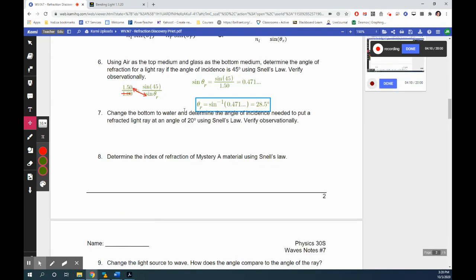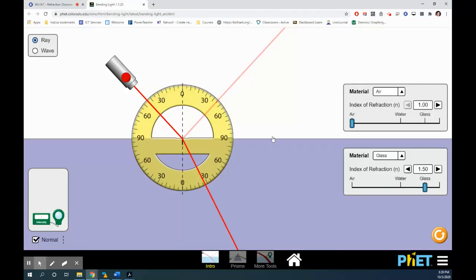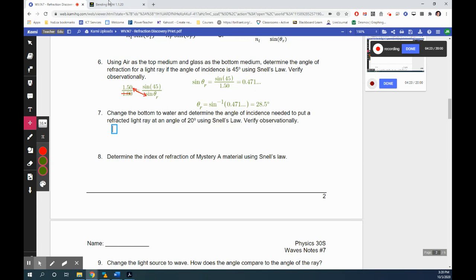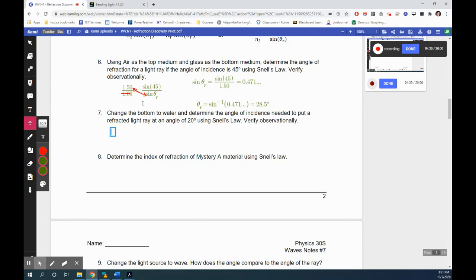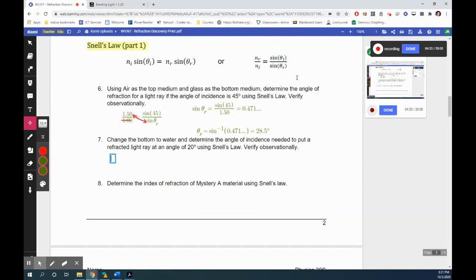Okay, so if we do the same thing, but now we change the bottom to water, what angle of incidence will we need? So let's change the bottom to water. Water we have to pay attention to is 1.33, air is still 1.0, and so what we're going to do is the same thing. We're going to use our formula, Snell's law. In this case, we have 1.33 on top, divided by 1.00. Again, a nice number. But this time we don't know theta I, so it's going to be sine theta I, I for incident, divided by sine, in this case, 20 degrees.